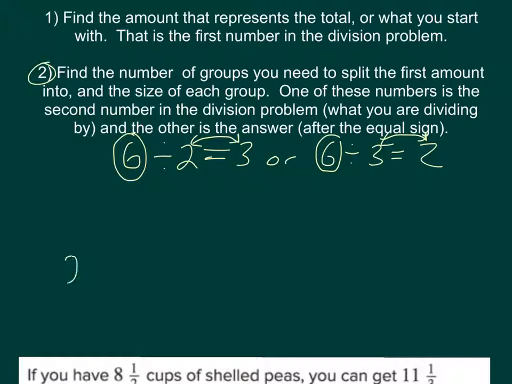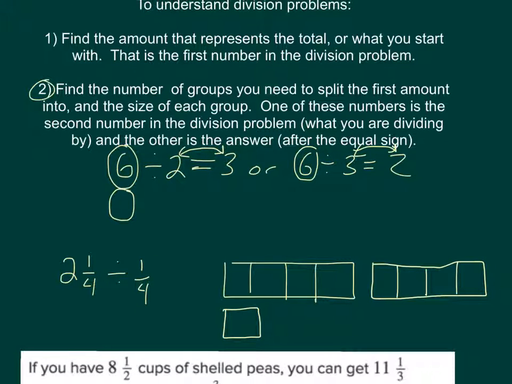So if we take 2 1/4, we're going to divide by the other number in the problem. We're going to divide by 1/4. We're going to see how many 1/4s you could have if 2 1/4 is your total. Okay?